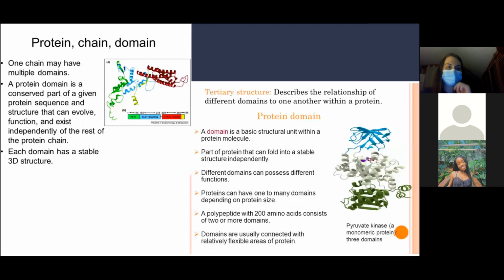And this is more information for you guys to read about domains and how they're different from subunits. The main thing to remember is that domains serve different functions, and domains are usually found within a single polypeptide chain. And that single polypeptide chain is within a protein's tertiary structure.